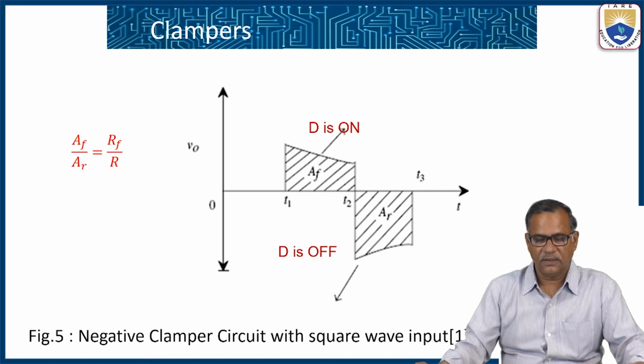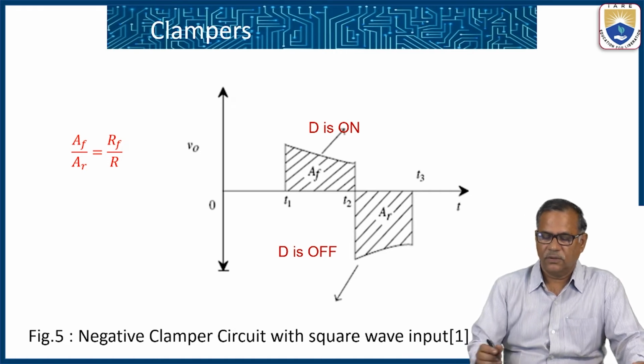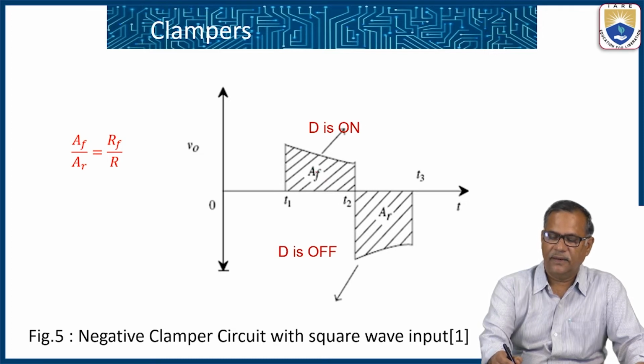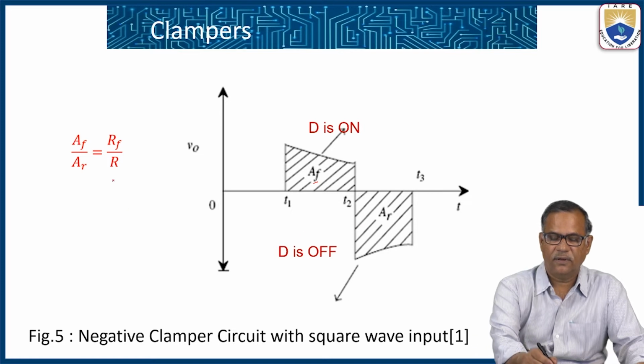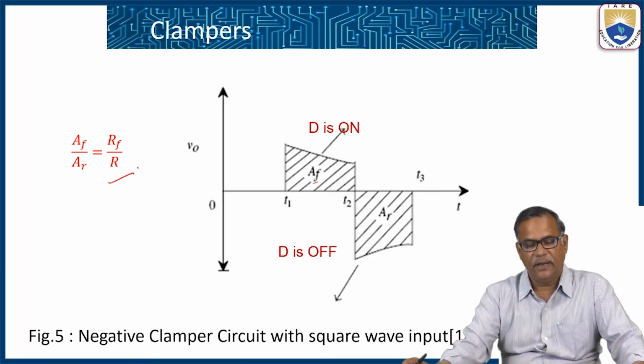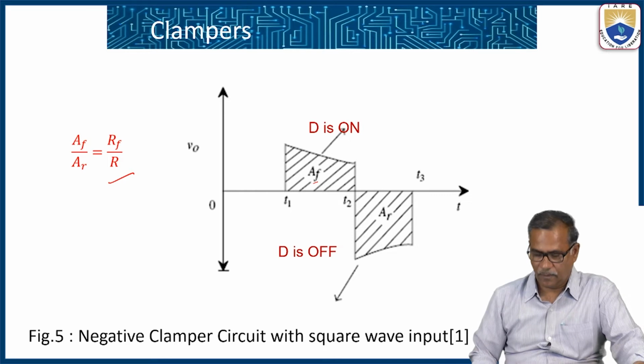So this is the circuit. When the diode is on, it has a resistance of Rf and this is the area AF. And when the diode is in reverse bias, this is the area AR. And these areas follow the ratio of Rf by R. So AF by AR is equal to Rf by R. So that is the clamping theorem.